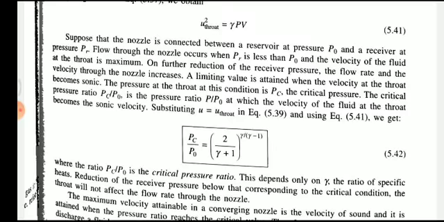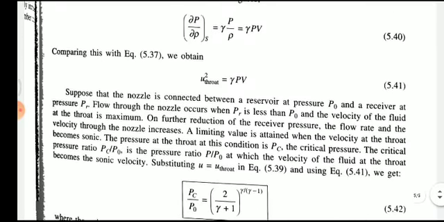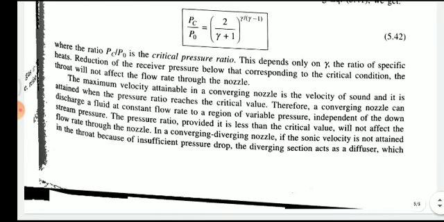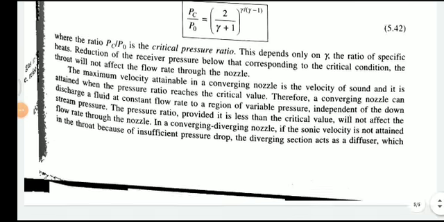So u square throat is equal to gamma into PV. Basically PC by P0 is the critical pressure ratio, and it equals 2 by gamma plus 1 raised to gamma upon gamma minus 1. This depends only on gamma, the ratio of specific heats. Okay, and the next conversions will be discussed in the next lecture.